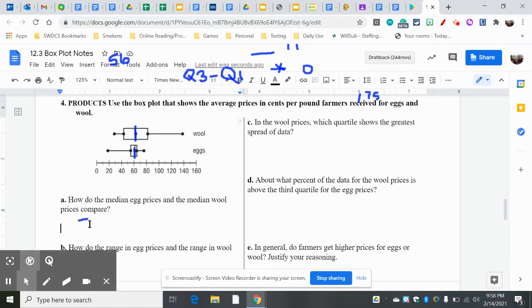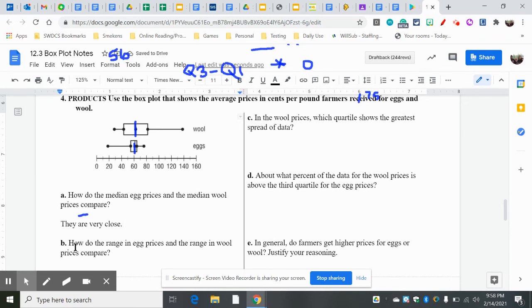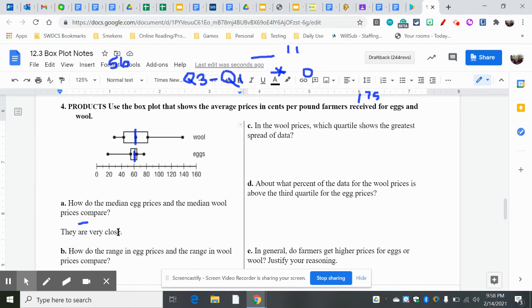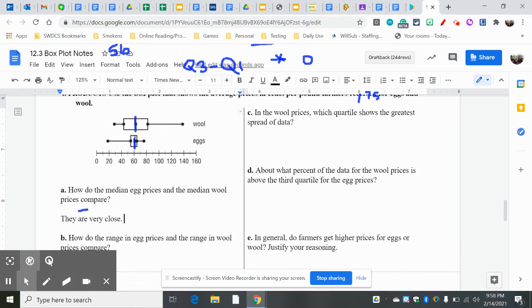If you missed it, that's all right. If you got it correct, that's great also. I still want you to write in the answer here that they are very close. Okay, B, how do the range in egg prices and range in wool prices compare? So I'm looking at the range here. I go from 140 minus, let's say, about 30. So let me scroll up here a little bit so I can see.